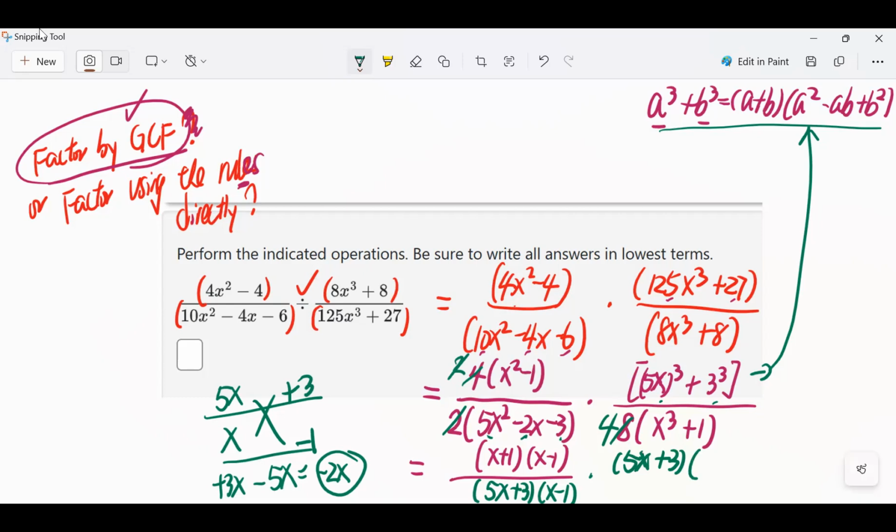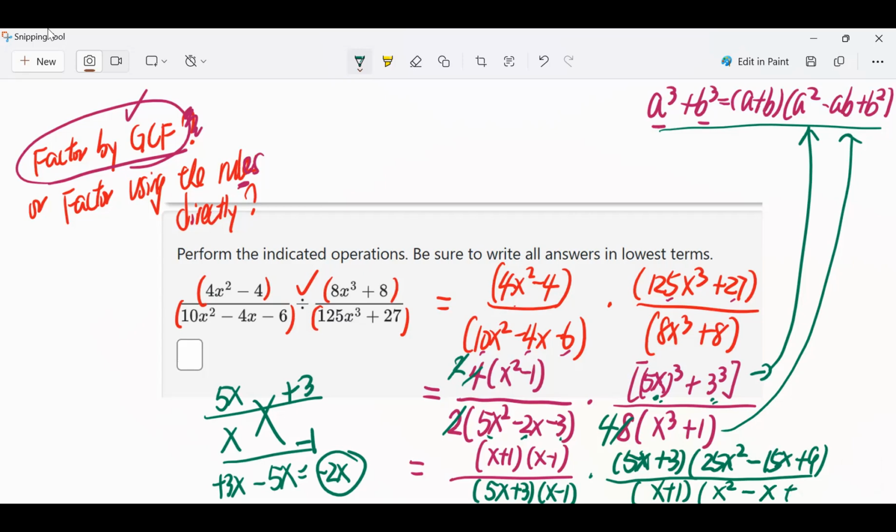So 5x squared is 25x squared, and minus ab, right? a is 5x, b is 3. Multiply them, you get 15x. And 3 squared is 9. So we take care of the second one. And this one is slightly easier, right? We apply the same rule here. So x plus 1, and it's x squared minus 1 times x, so it's just x, and then 1 squared is 1.